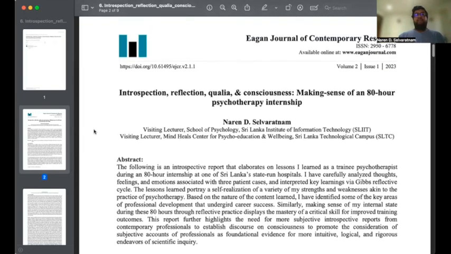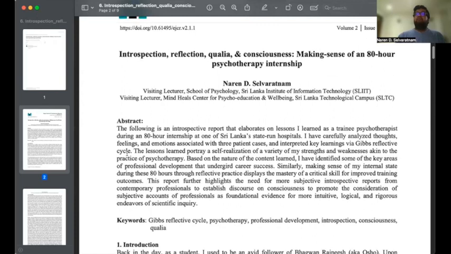If you go through this paper, it has the name Introspection, Reflection, Qualia, and Consciousness: Making Sense of an 80-hour Psychotherapy Internship. When I did my first MSc in psychology, I did a small internship in a government hospital, mostly observation. But it was my first sense of reality, understanding how suffering works. And then based on that, I actually produced a report for a coursework back in 2015. Yes, 2015.